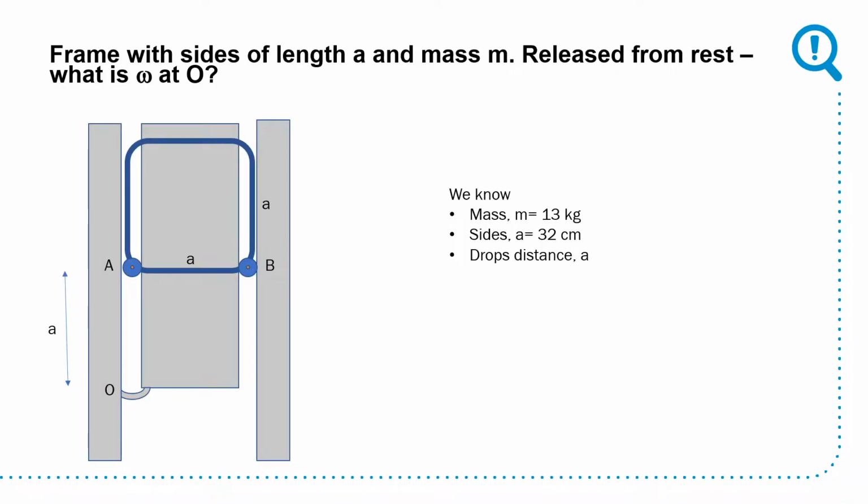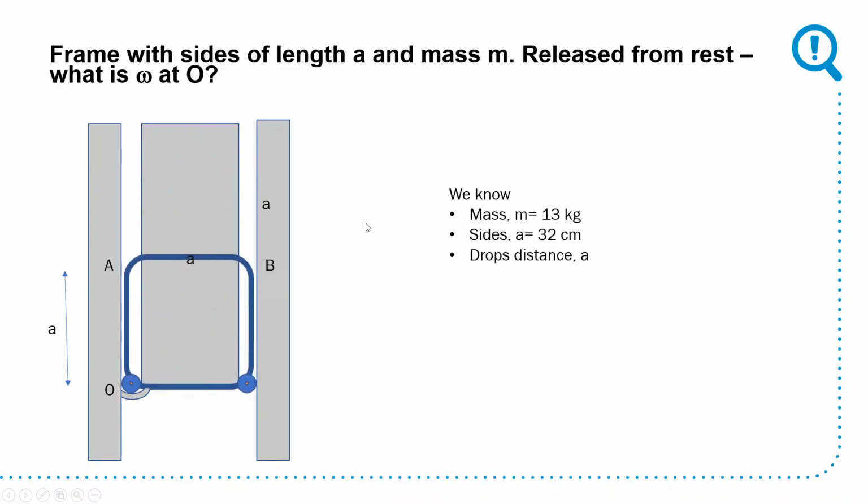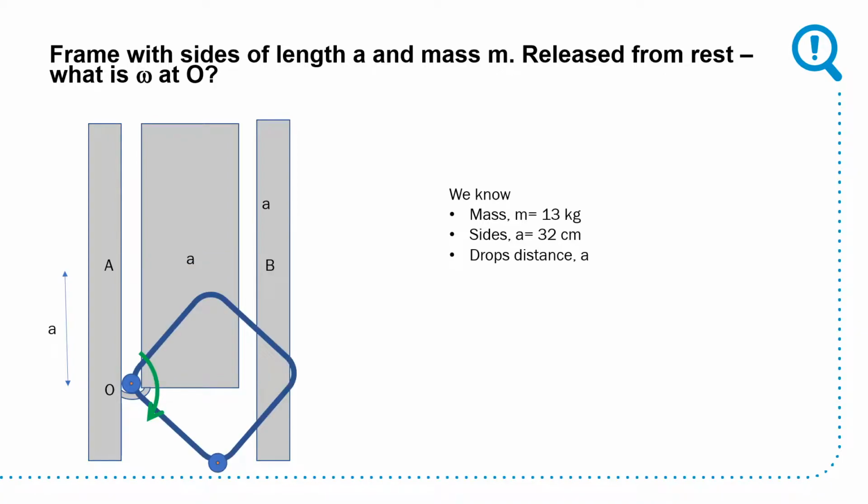So let's take an example here where we have a frame, which is in dark blue, that is sliding between 2 tracks and their wheels that hold the frame in place. It's released from rest, and you're asked to find the omega at point O. What's going to happen in terms of the motion is that it moves down and reaches this bottom point and then rotates through. And what you're looking for is the omega defined by that green arrow.